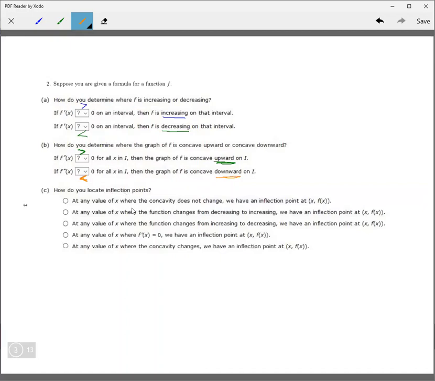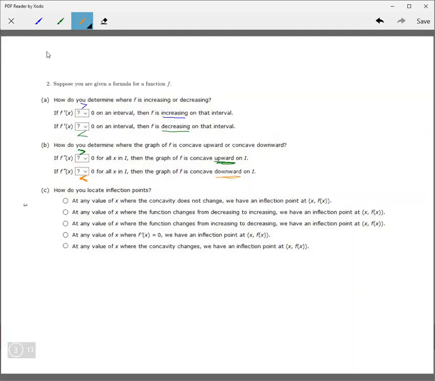An inflection point, now let me make one thing clear. An inflection point is not necessarily where the second derivative is 0, because you could have the second derivative being 0 and it not be an inflection point. Or you could have the second derivative not exist and it could be an inflection point. So let me just clear that up right now. It's where it changes concavity, so let's look for it changing concavity.